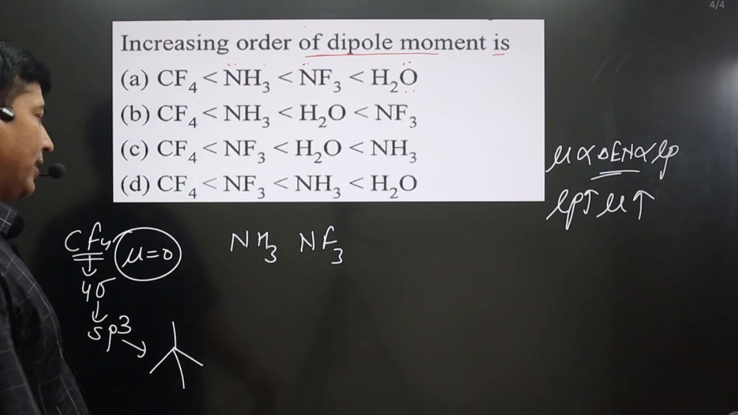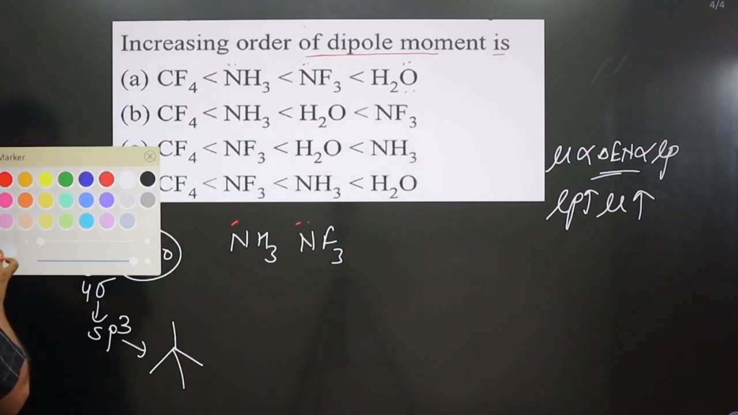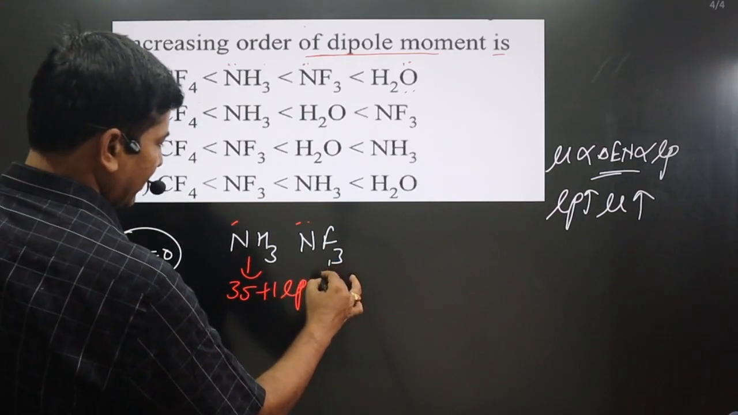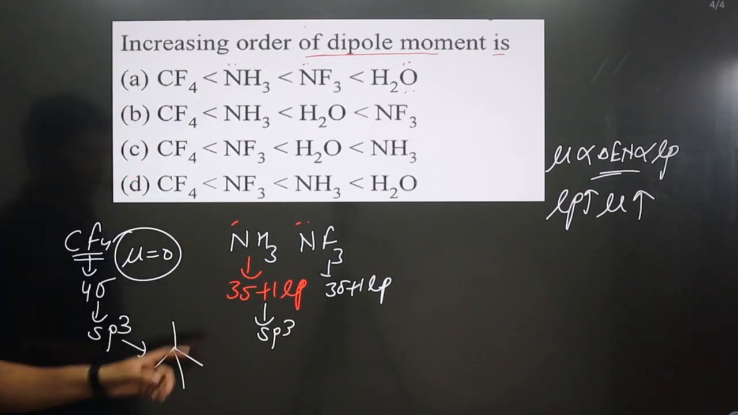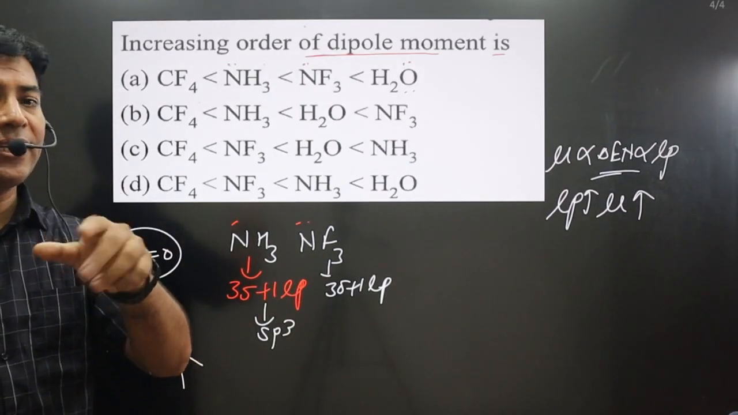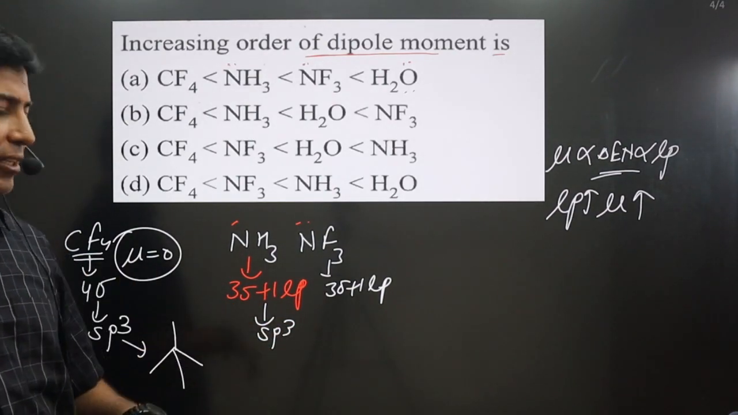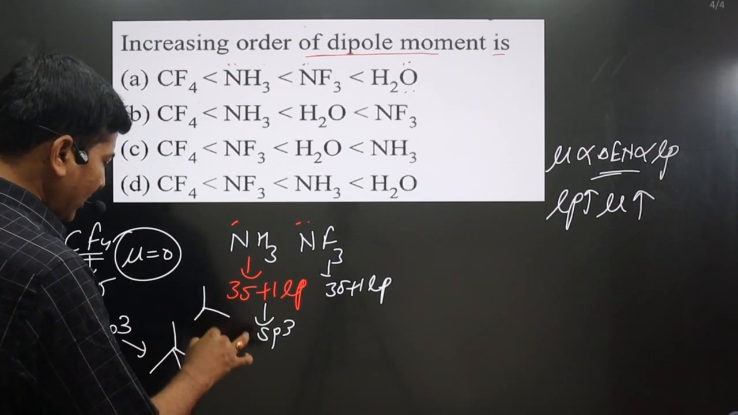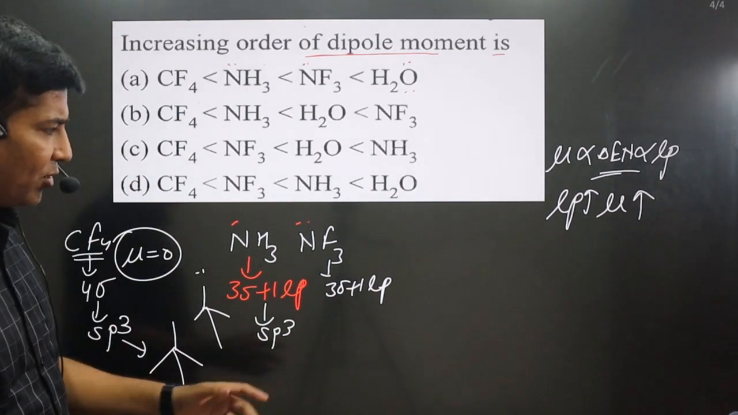Now we find out the geometry of NH3 and NF3. Lone pair is there. In this case, 3 sigma bonds plus 1 lone pair, and in this case also 3 sigma bonds plus 1 lone pair. If we go for the hybridization, it will be sp3 because 3 sigma bonds plus 1 lone pair is equal to 4 sigma bonds, because a lone pair is equal to 1 sigma bond in determining hybridization. Total 4 sigma bonds lead to sp3 hybridization, which gives tetrahedral geometry. In tetrahedral, if we place the lone pair, then it will show pyramidal. Both are having the same geometry.